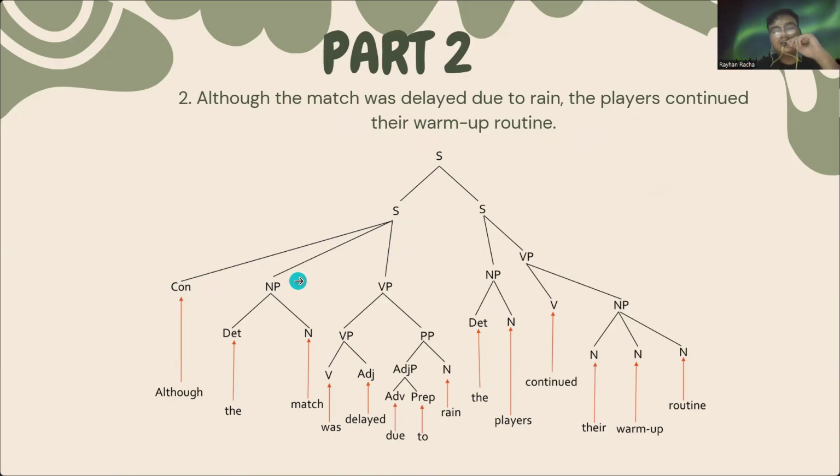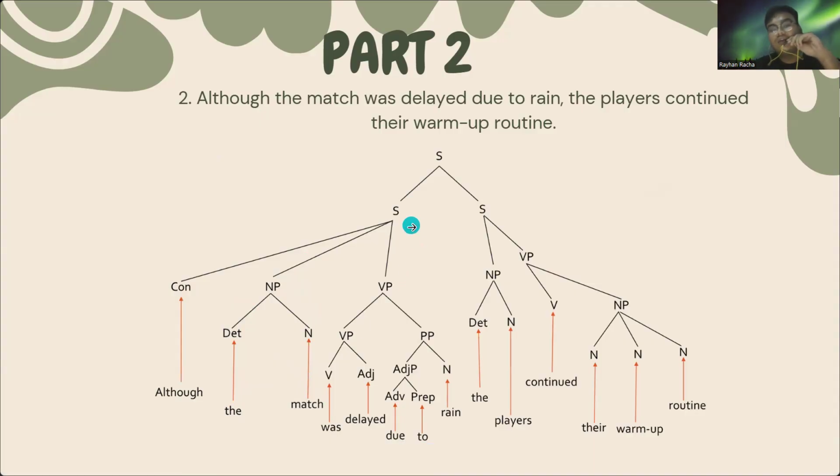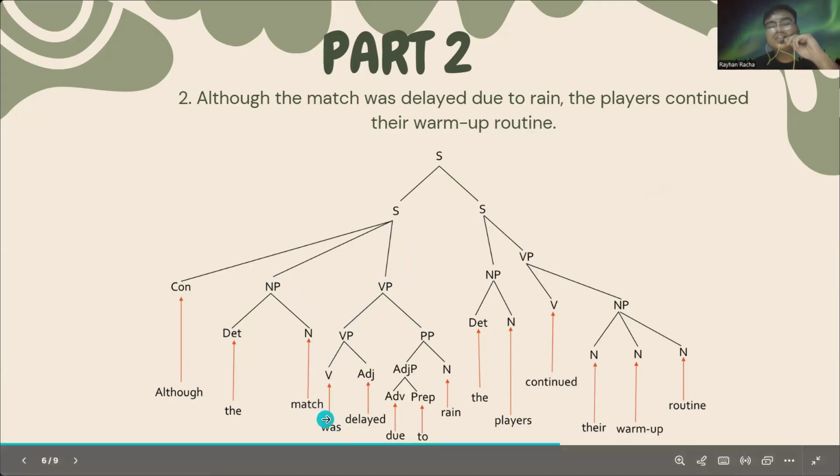The second one is a noun phrase, which we can indicate by a determiner, the word "the", and a noun, which on this occasion is "match". And the second one is a verb phrase, which is divided into another verb phrase and a prepositional phrase. The verb phrase can be divided into two. The first is a verb, the word "was", and the second is an adjective, which was "delayed".